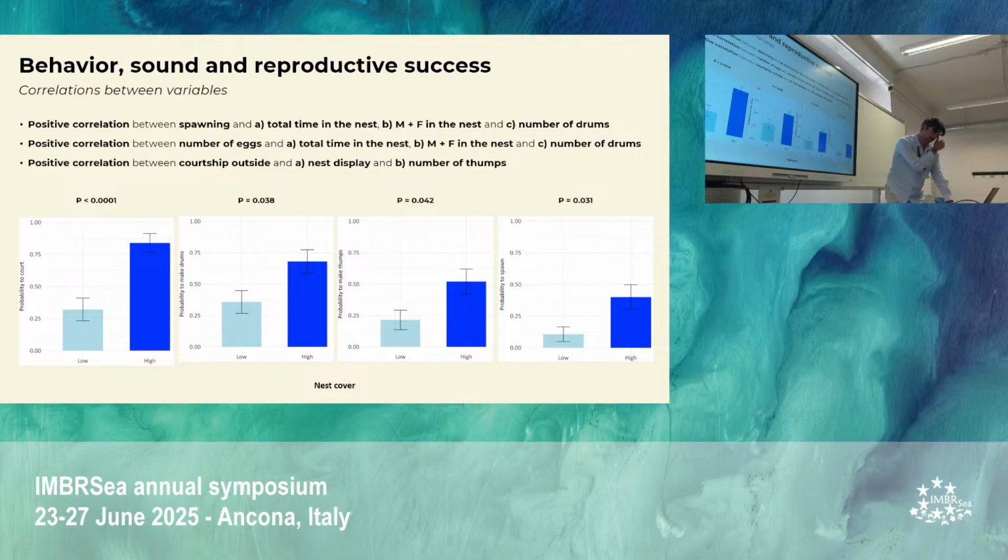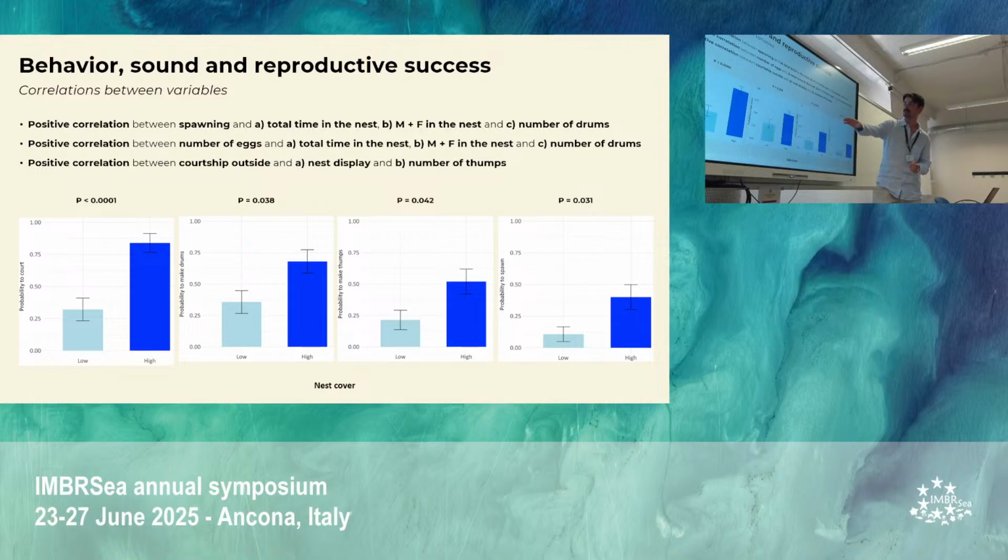Here is the nicest result of my project, in my opinion. We find correlation between many variables, for example between spawning and the time in the nest, the time in which both male and female are in the nest, and the number of drums. We find correlation as well with the number of eggs, the total time in the nest, and male and female in the nest with drums. And finally, some correlation with courtship display and number of thumbs. I can explain those later if you are curious.